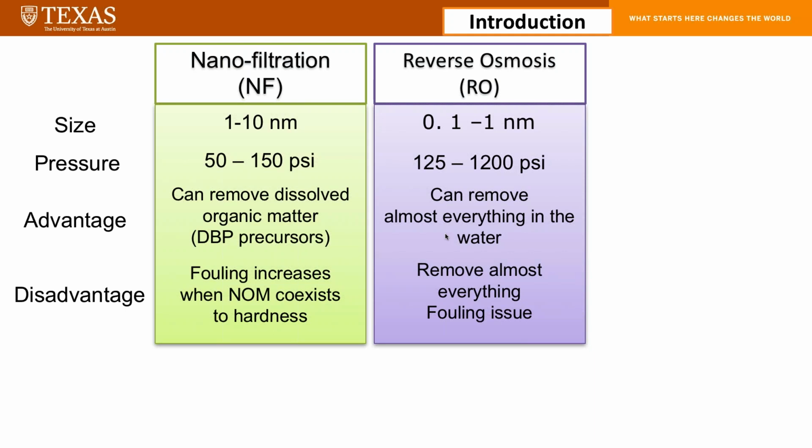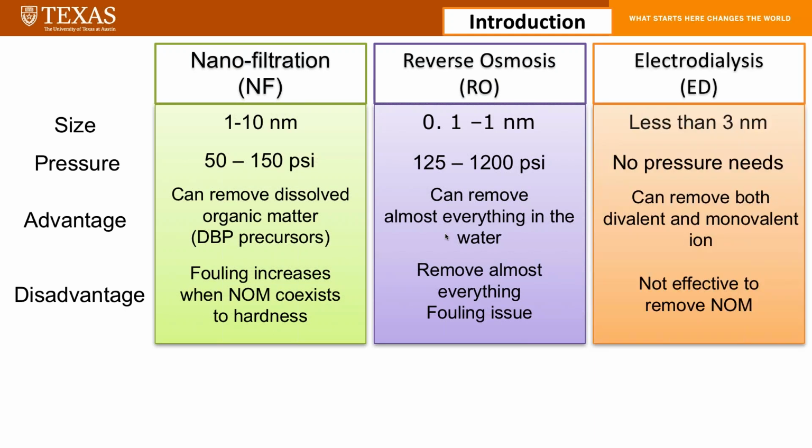Reverse osmosis pore size is smaller than nanofiltration, so it requires much higher pressure. The advantage is it can remove almost everything in the water, but the disadvantage is also that it removes almost everything in the water. So at the end of the process, we need to put minerals back, and it also has a fouling problem.